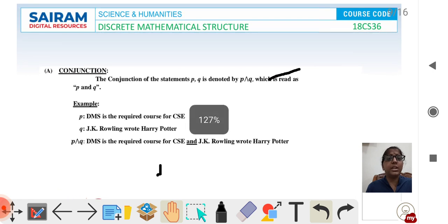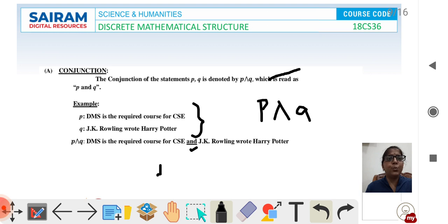It is nothing but you have to use the word and. We have to combine these two statements using the connective word and. So what is the representation? It is p and q. You have to read it like this: p and q. You have to use the symbol cap here.